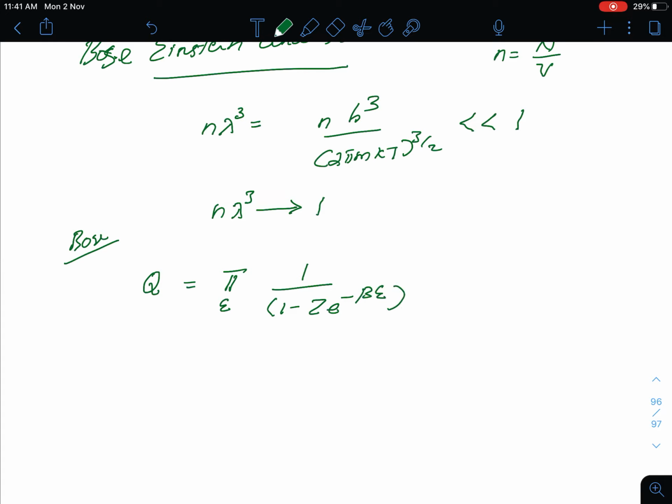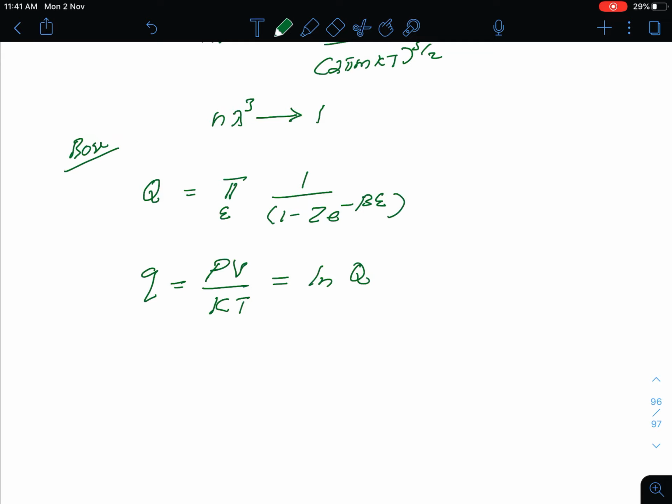Am I right? Good. Now we know small q, which we derived in the previous classes. Especially in the grand canonical system, the q potential is usually derived as q is equal to pV by kT. All right, hope you remember, that is equal to ln Q. So here, what is ln Q?